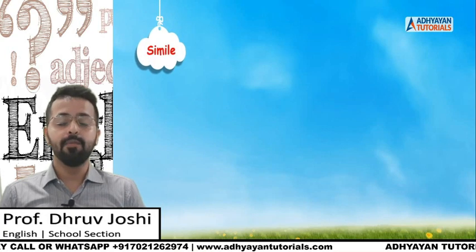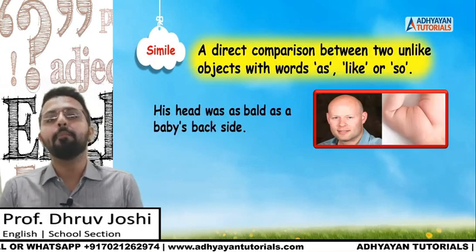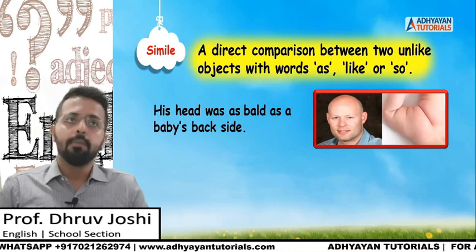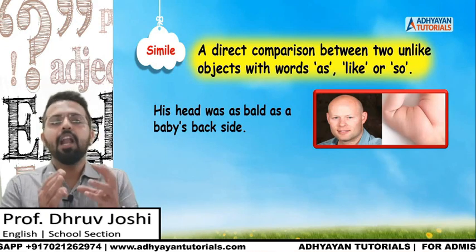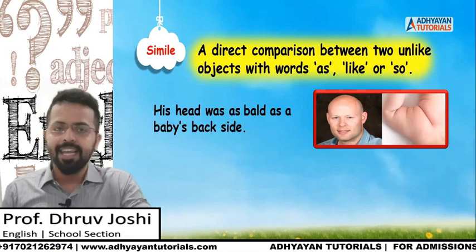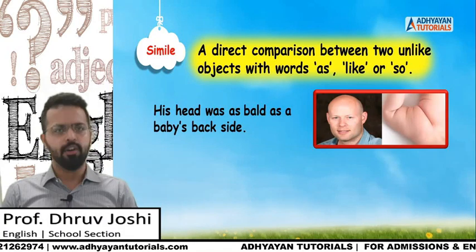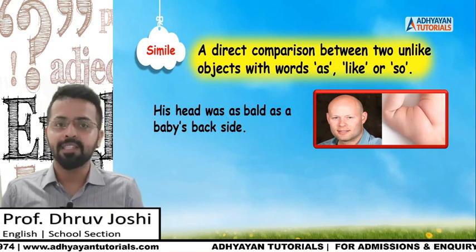The next one we have is simile. Simile is where a direct comparison is made between two unlike objects by using the words as, like, or so. So when I say unlike objects, I mean to say two objects which do not have any similarity, yet you compare them directly using the words as, like, or so. And the example is right in front of you. His head was as bald as a baby's backside.